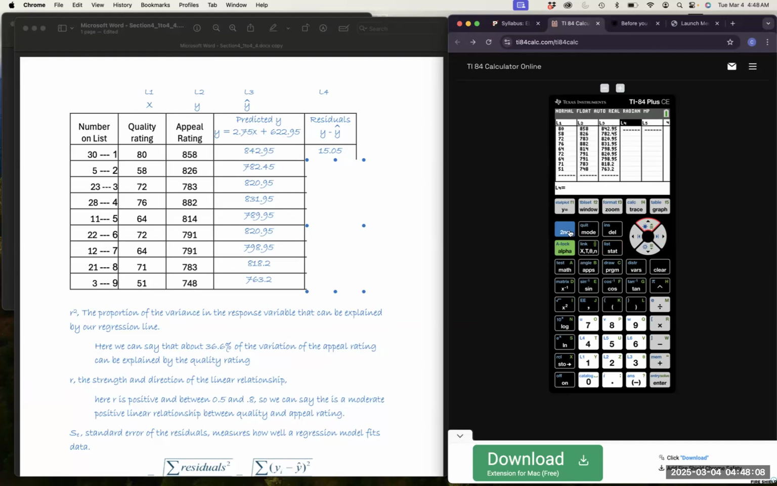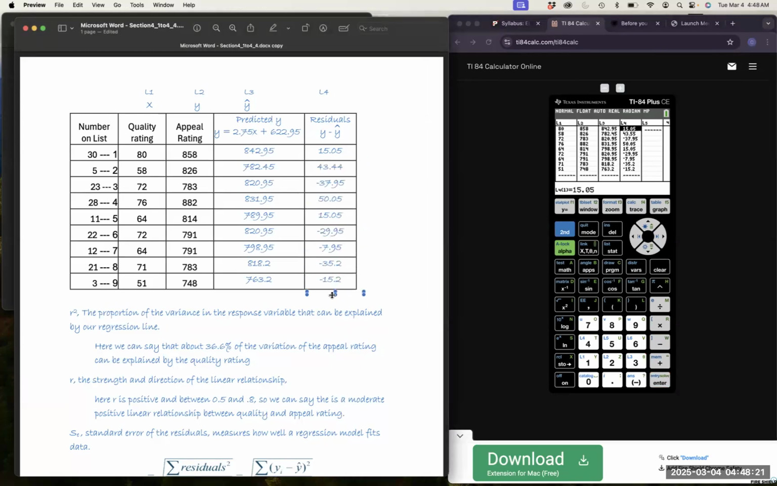So I'm going to press second L2 minus second L3 and press enter. And it gives me the calculations for all of them. And again, you can write those down if you want to. I typed them in there. So now the point is back to here, our calculations.